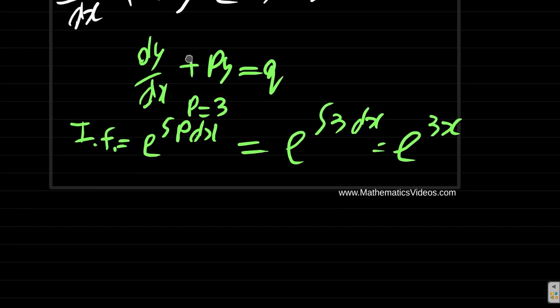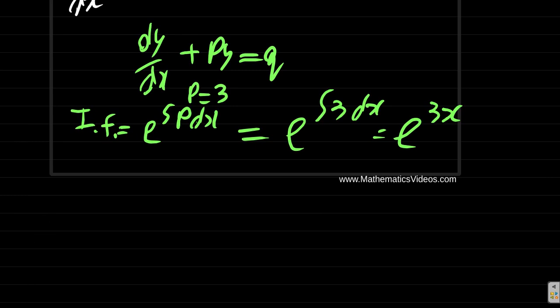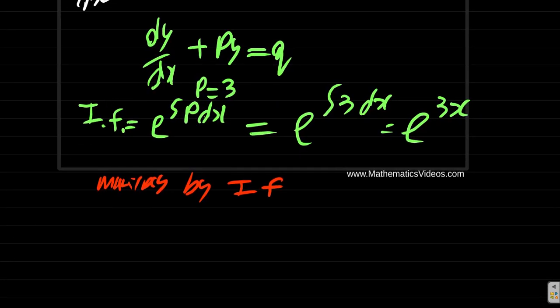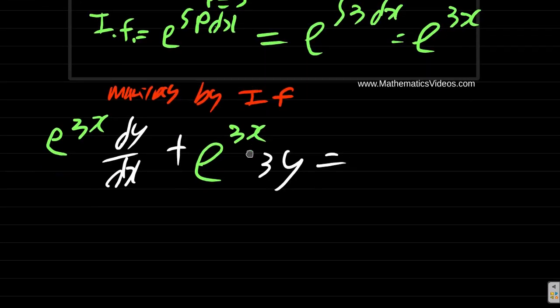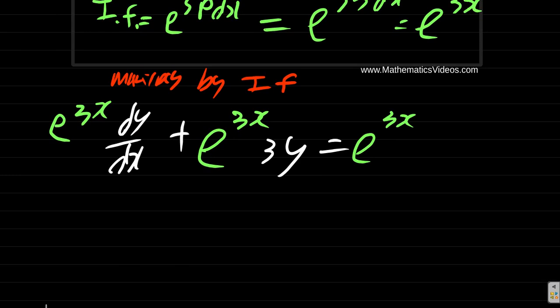Now, the next step is to multiply by the integrating factor. Alright? So you're going to multiply by the integrating factor. So you have e to the 3x dy by dx plus e to the 3x times 3y equal to e to the 3x sine x. You see that?